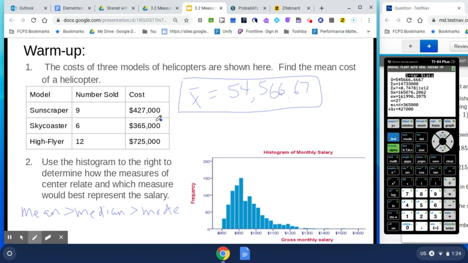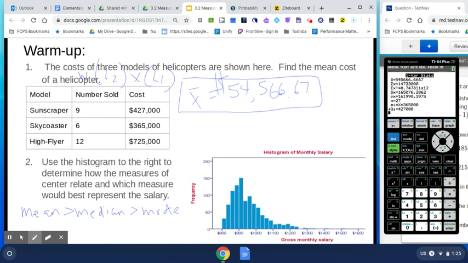Okay, so in number one, this is a weighted mean question. Notice that it's asking us to find the mean cost. So that makes cost our data values or X values. We would enter those in list 1 in our calculator. And then that makes the number sold the frequency or the weights. And we would enter that into list 2 in our calculator. So if we do that, we get an average of $54,566.67. So that would be the average cost of a helicopter.